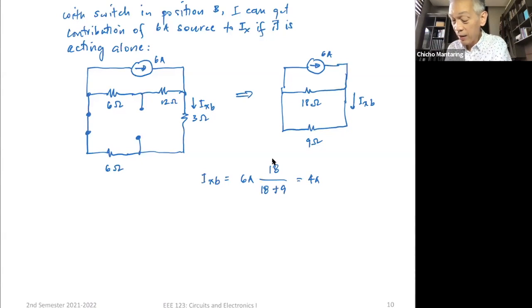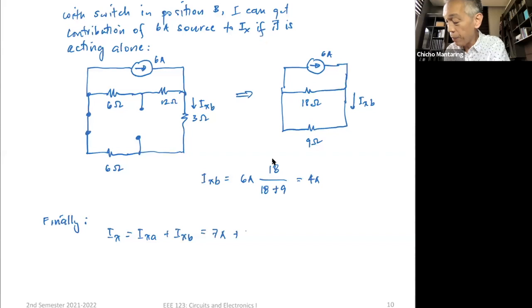So finally, my IX is IXA. What is IXA? IXA is the 81 volt and the 9 ampere acting together plus IXB. IXB is the 6 amperes acting by itself. So ito nakuha ko kanina, this was 7 amperes plus 4 amperes, which will give me 11 amperes. Any questions? So, simple lang superposition, di ba? Any questions with regard to superposition?